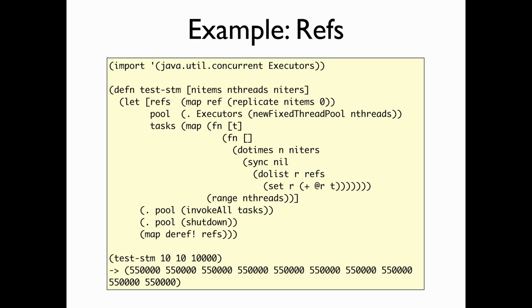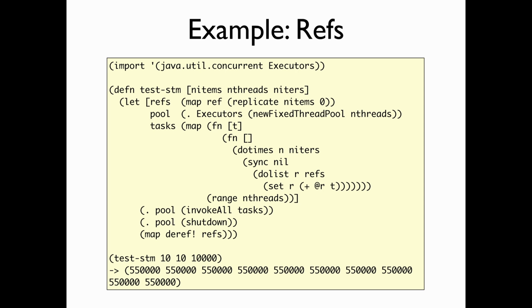It's going to make a map of references. It's going to map the reference function, which creates a reference, around a set of zeros. So you're going to have a bunch of references to an integer 0, as many as you ask for items. It's going to make an executor, which is in Java util concurrent, which is just something that runs tasks in a thread pool that has a fixed thread pool with the number of threads requested. That's all Java stuff. It's beautiful.